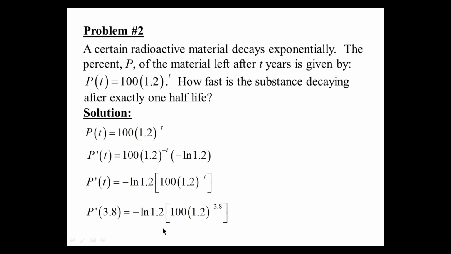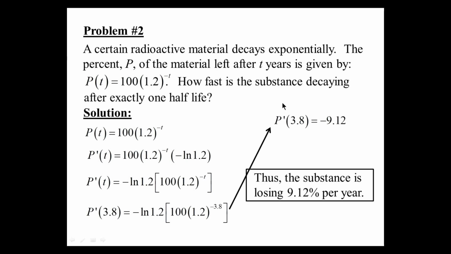Plugging in 3.8 right here for t, and then picking up a calculator. This is where a calculator is appropriate. You don't use a calculator to go 25 squared, 625. You use a calculator for this purpose. And the calculator says that p prime of 3.8 is negative 9.12. So here we have p of t, p prime of t, I went p prime of 3.8. T became 3.8. So p prime of 3.8, the result of subbing 3.8 into the derivative, gives us a rate of change after 3.8 years.